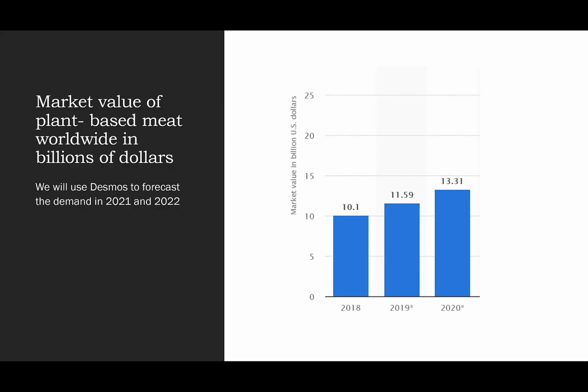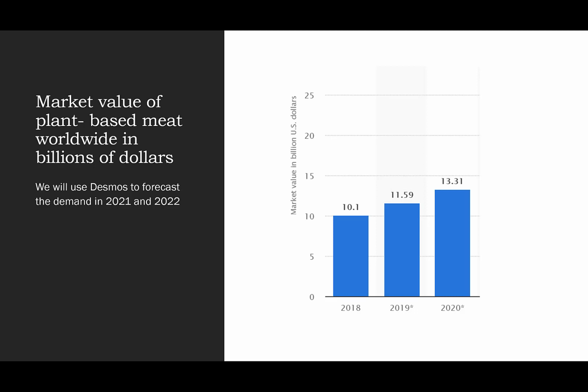The market value of plant-based meat worldwide in billions of dollars is in the graph. We're going to use Desmos to forecast the demand in 2021 and 2022. So in 2018, the demand was $10.1 billion, in 2019 it was $11.59 billion, and in 2020 it was $13.31 billion.